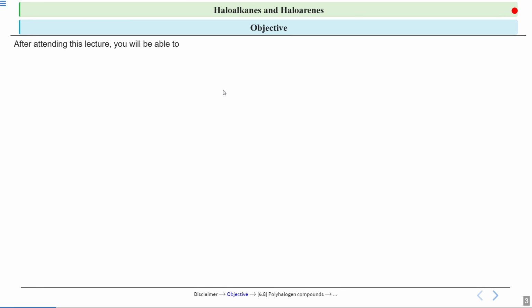Objective of today's lecture. After attending this lecture, you will be able to highlight the environmental effects of polyhalogen compounds. So today we are going to focus on the effects of polyhalogen compounds.